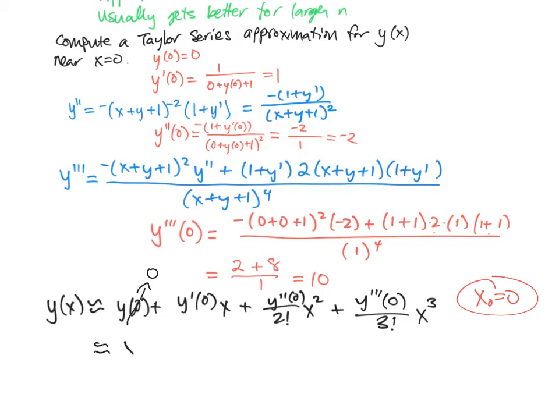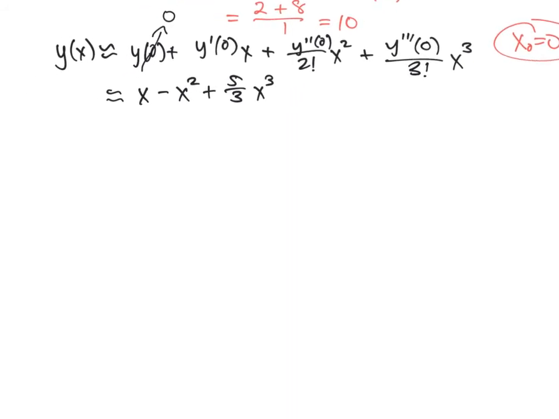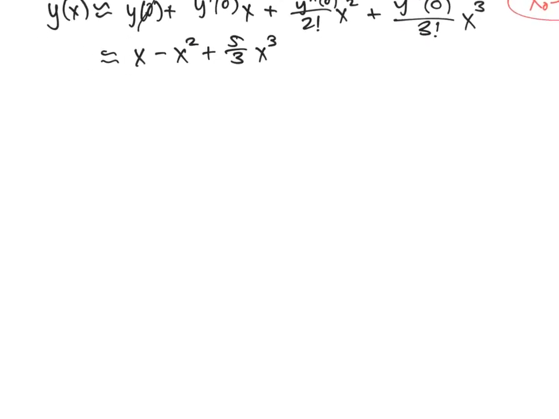Y prime at 0 is 1, so x minus 2 over 2 factorial is 1 times x squared. And then y triple prime at 0 is 10, so 10 over 3 factorial is 5 over 3 x cubed. So now this is an approximation, and we could say things about how good of an approximation it is. We talked about that back when we were doing the Euler approximations.